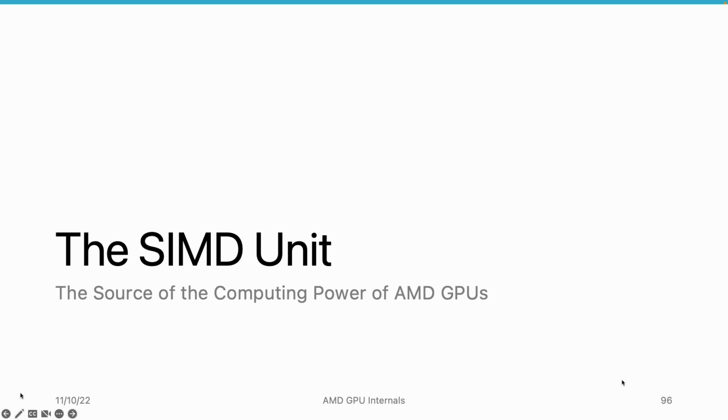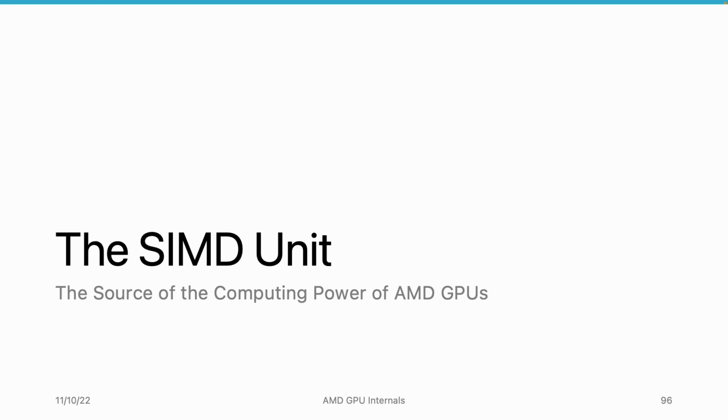In the previous video, we introduced the structure of the compute unit, and we summarized that the SIMD unit is one of the most important internal components of a compute unit. It is where the computing power of AMD GPUs comes from. So in this video, we're going to talk about the SIMD unit structure and how the instruction issuer works together with the SIMD unit.